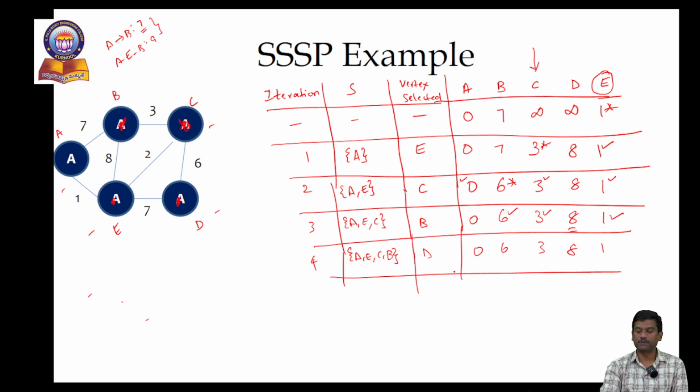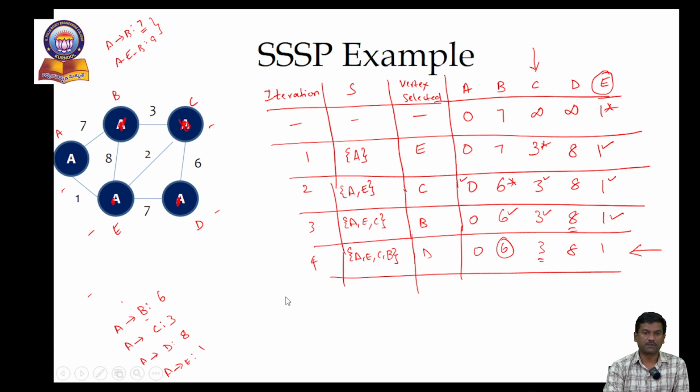What can you interpret based on these kinds of values? That is, from A, we can reach B with the distance equal to 6. From A, we can reach C with the distance equal to 3. From A, we can reach D with the distance equal to 8. In the same fashion, from A to E, we can reach with the distance equal to 1.